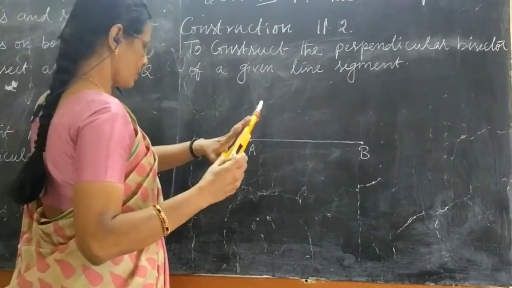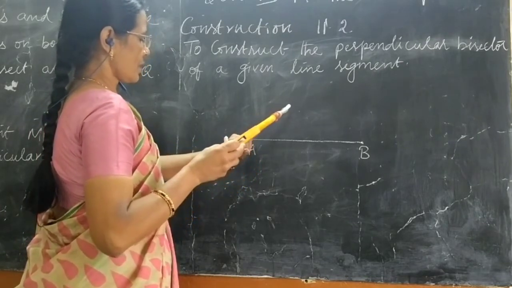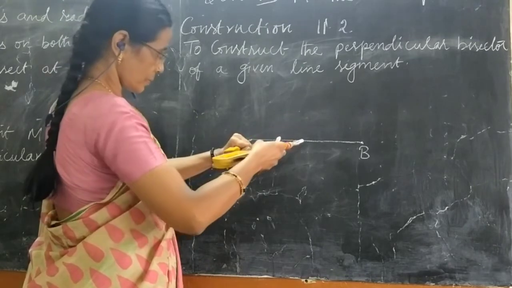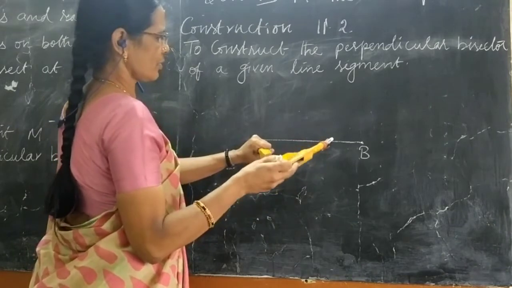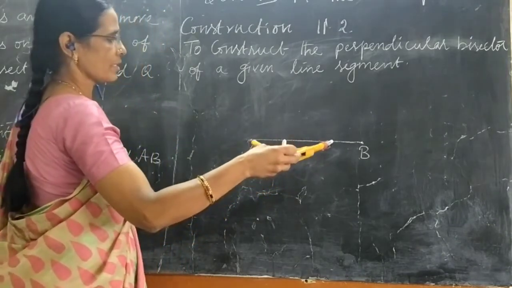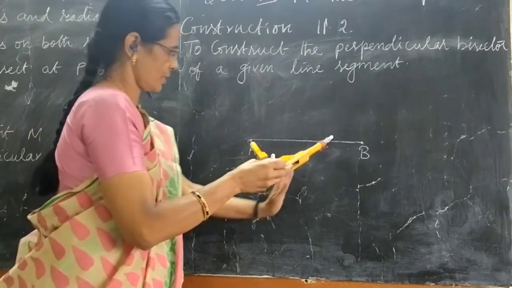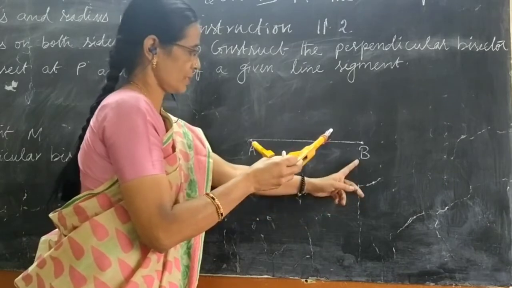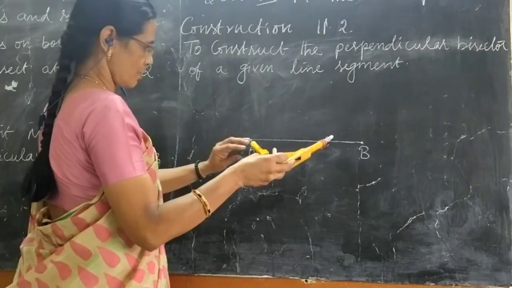So with the help of the compass, A center and any radius more than half of AB. Without measuring, roughly we can take any radius. You can see here, I have taken this radius. Easily we can make out this is more than half of AB. Midpoint is somewhere here. We should not take less than half of AB. It should be any radius more than half of AB.